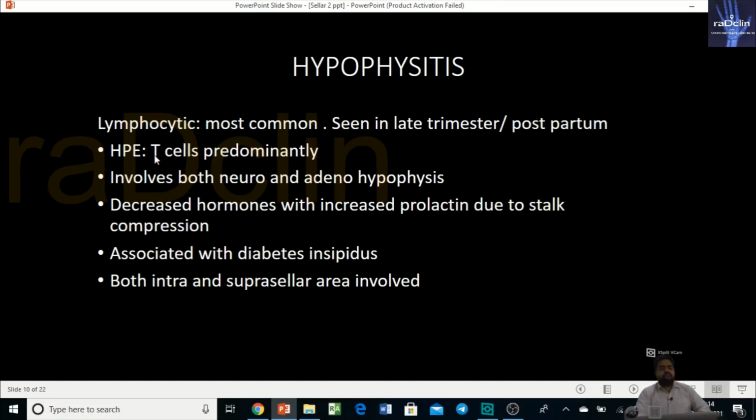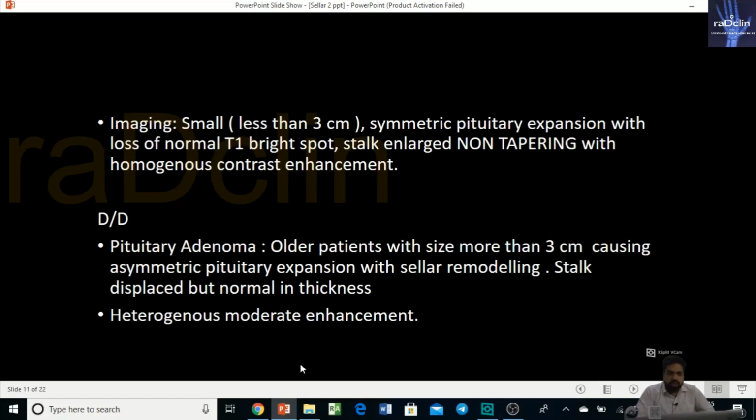Now, on histopathology, we predominantly see T cells. It involves both the neurohypophysis and adenohypophysis. That means there will be decreased hormones of the pituitary gland with increased prolactin due to stalk compression. Now, this is associated with diabetes insipidus. This is very important. This is a strong correlating factor in the history that we should consider lymphocytic hypophysitis, and both intrasellar and suprasellar areas are involved. Now, imaging.